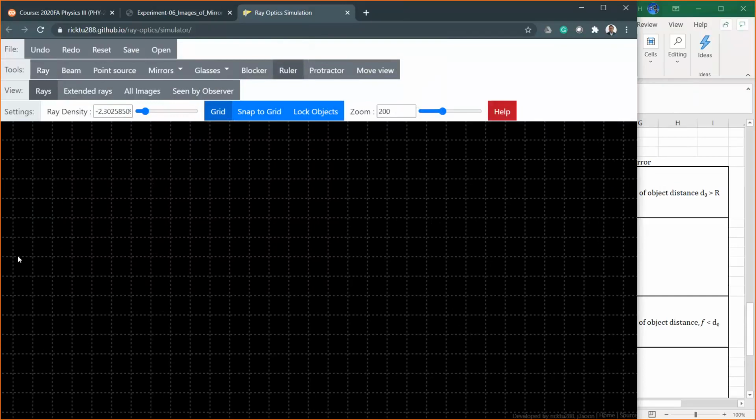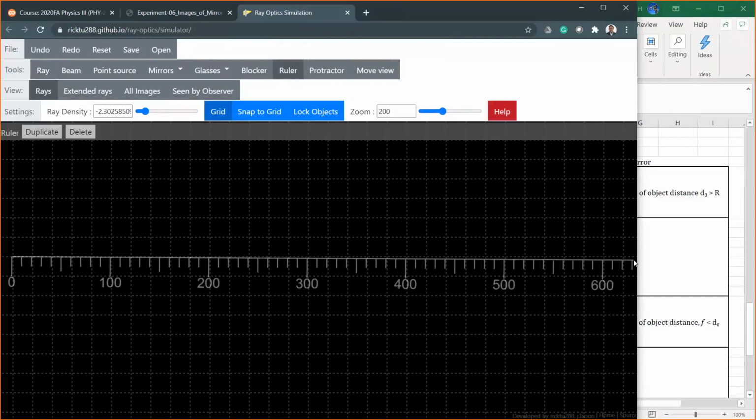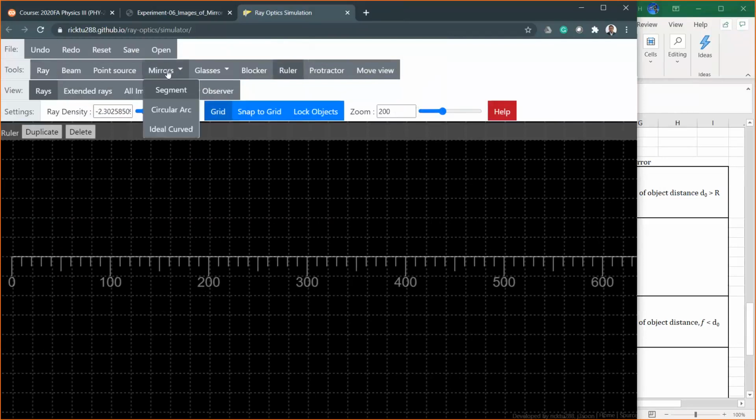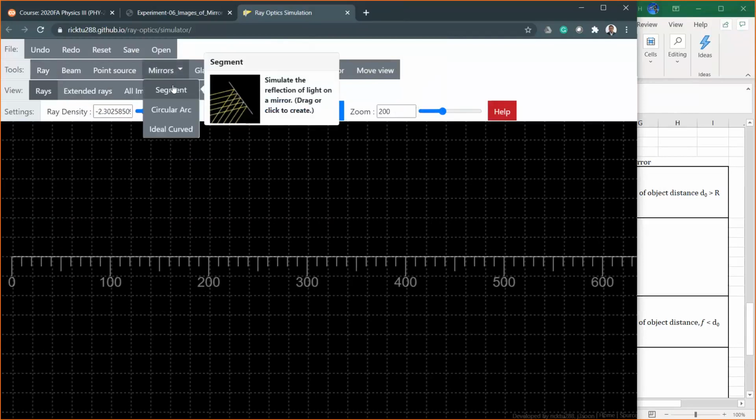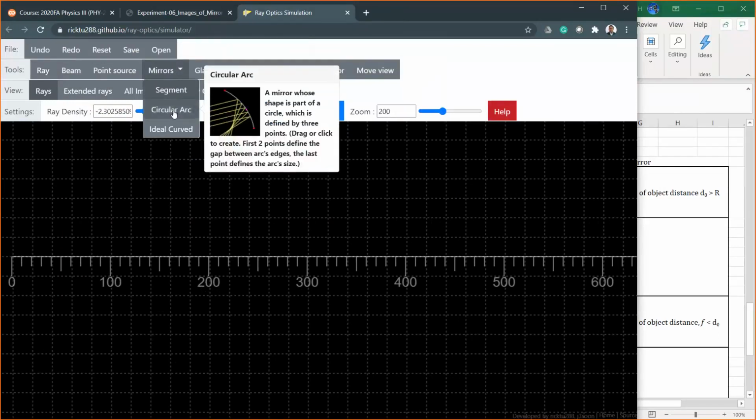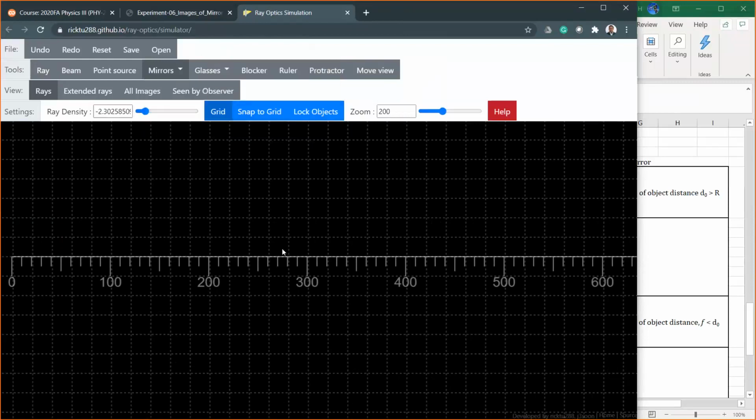Click somewhere here, and I'm going to make a full line to cover the whole area. That is my principal axis, right? And then let's make a mirror. Earlier we made a plane mirror, so that's inside the mirror. Earlier we used segment because we needed the linear, but now I need the circular arc, because this is a spherical mirror. Click on the circular arc.